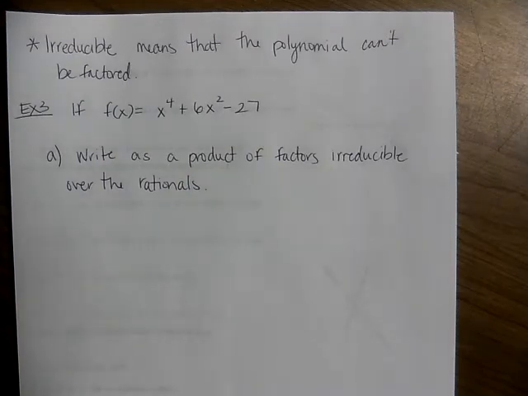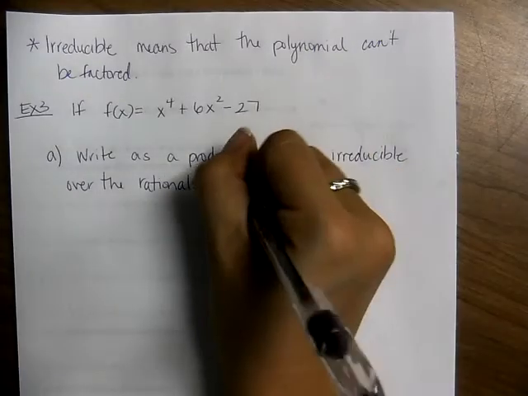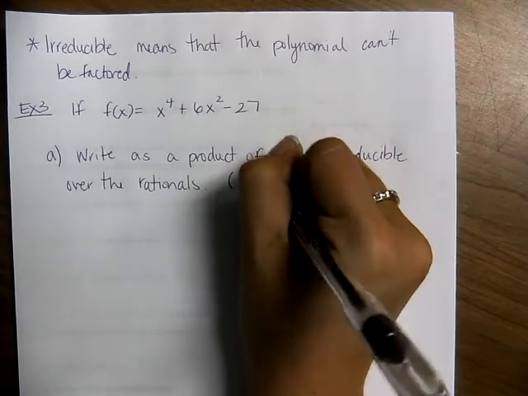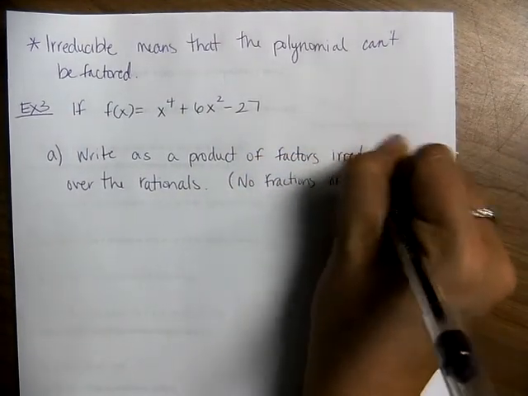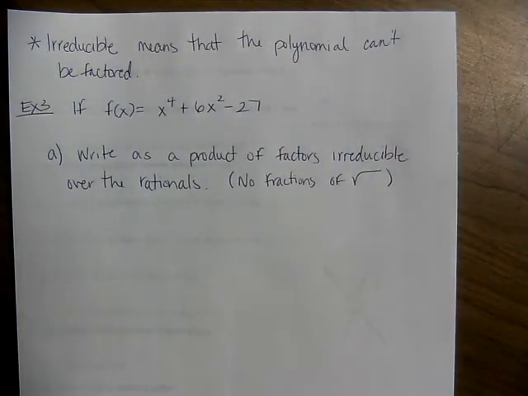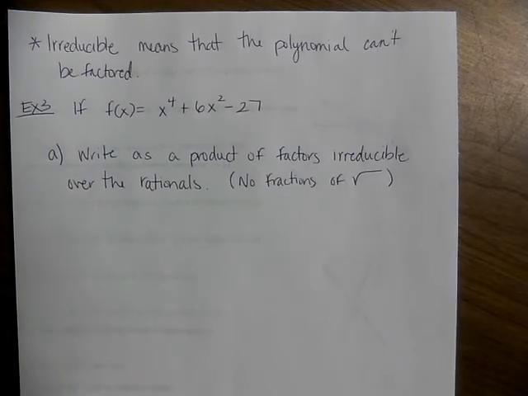Okay, so we've got to think about what those directions mean. They basically mean this: no fractions or square roots, or radicals. Irreducible over the rationals, so we don't want any fractions or square roots in our answer. Now what we want to do is try to factor this polynomial. So will it factor?